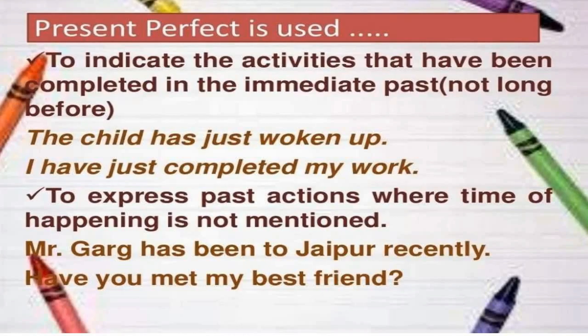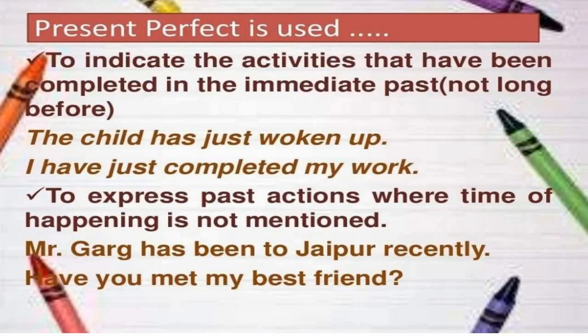Okay, so this is where they describe what we use and how we use it, when we can use the present perfect tense. So let's have a look at it. I'm going to read it for you. Present perfect is used to indicate the activities that have been completed in the immediate past, not long before. For example, the child has just woken up. I have just completed my work.